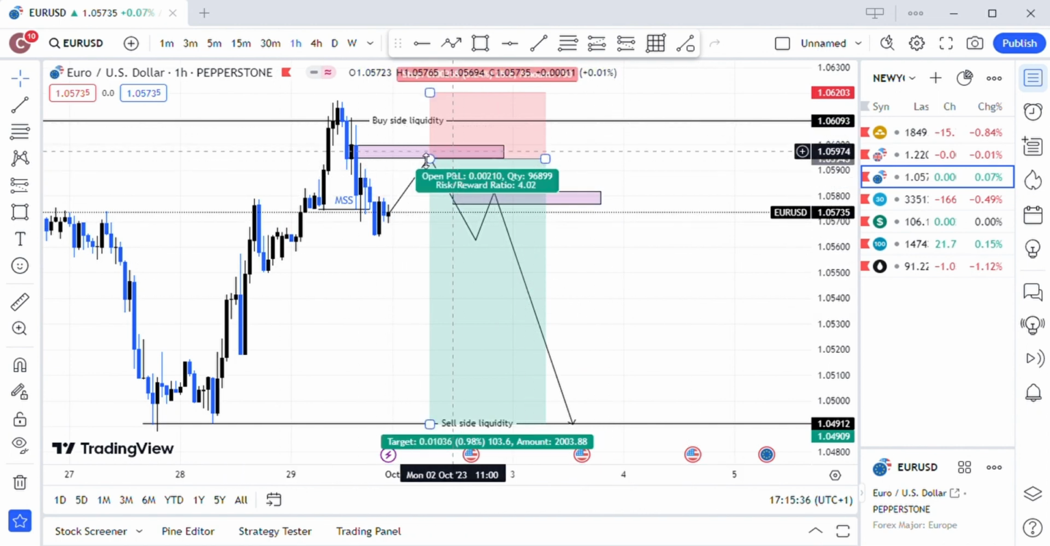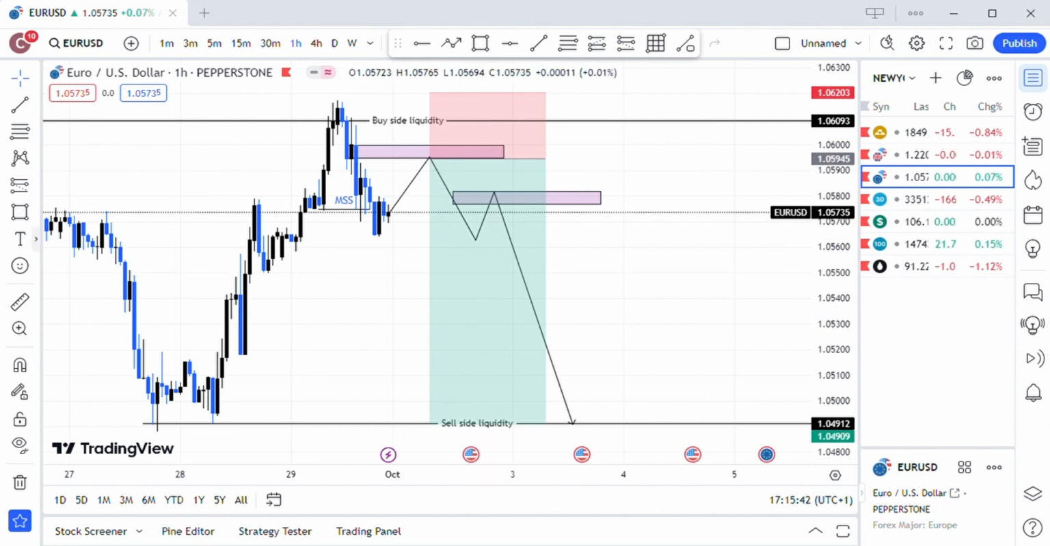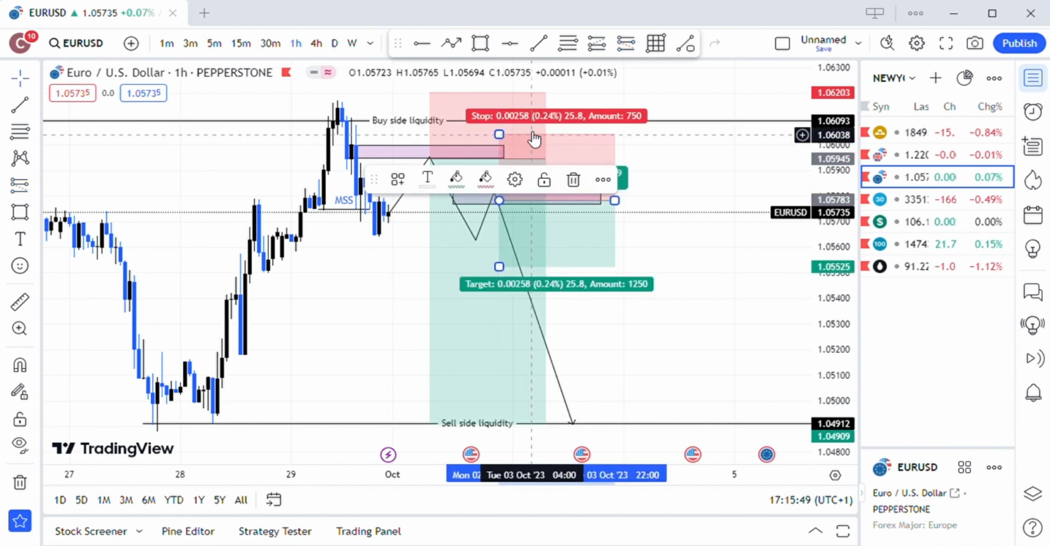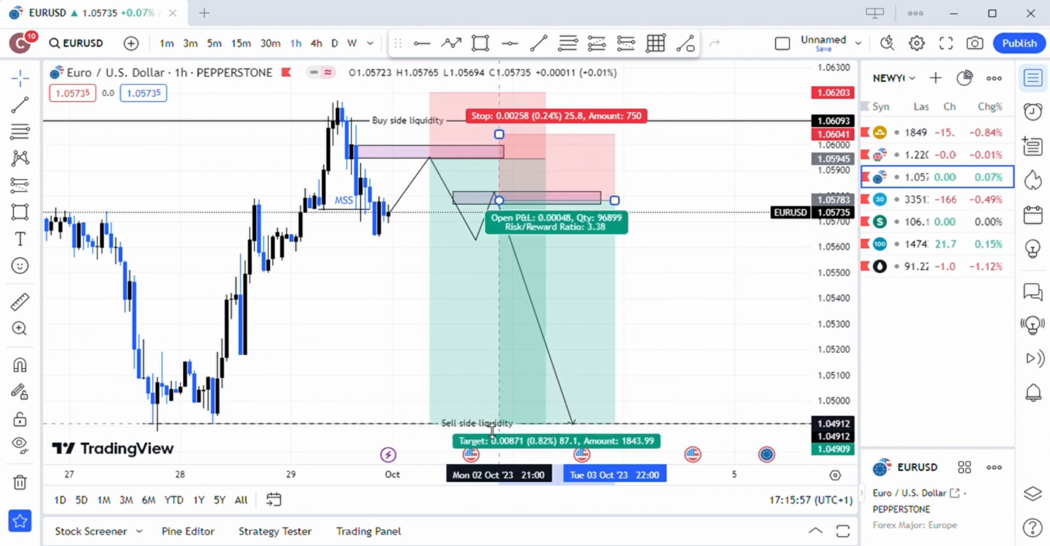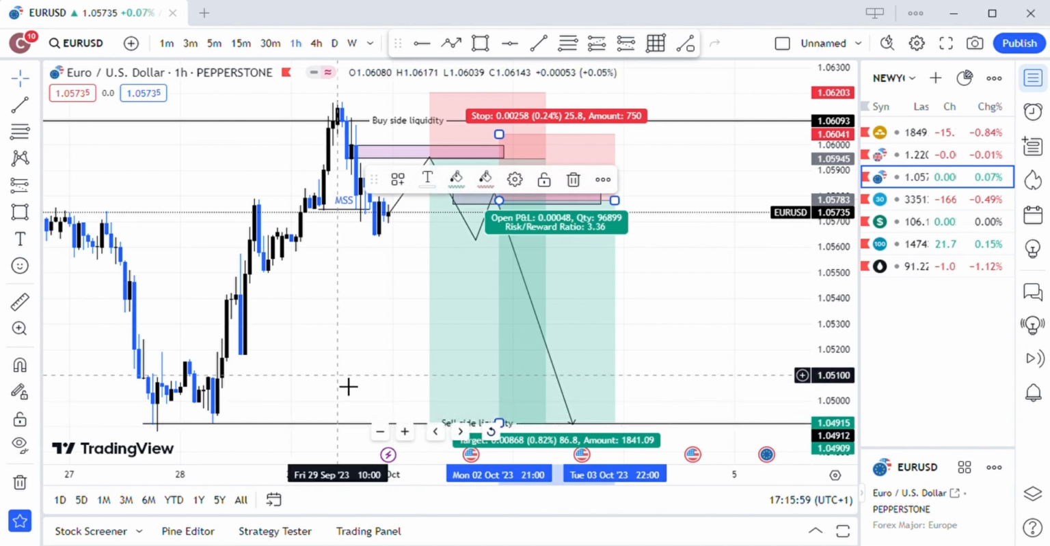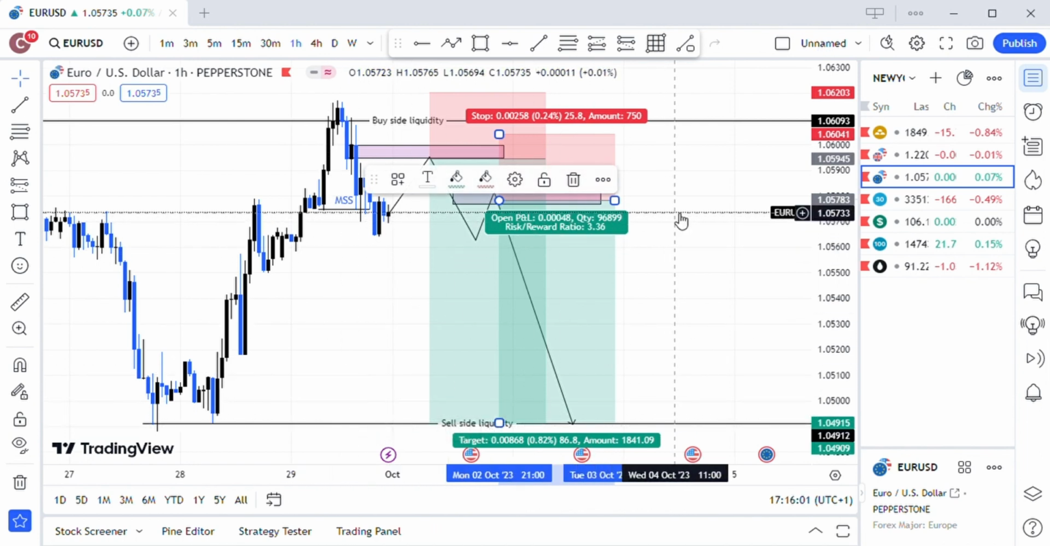In case you miss this entry, you should wait for a fair value gap to form around this zone before taking another short entry here, around here. Then our stop loss should be above this order block, then take profit here, this sell side liquidity. So this is a 1:2 risk to reward ratio.